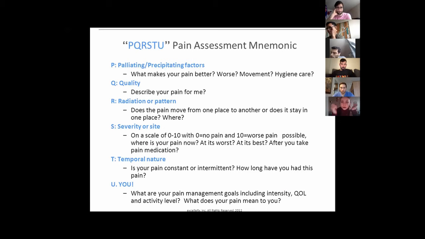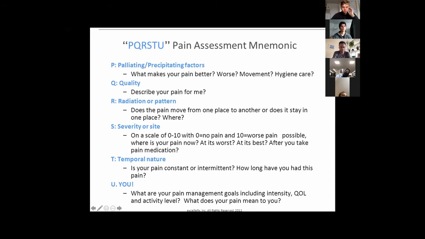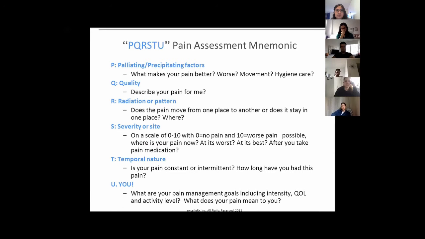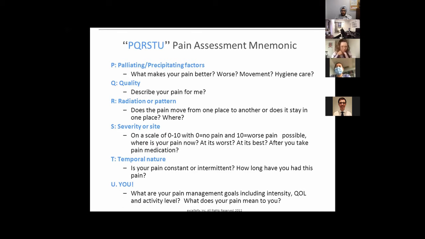So P stands for palliating or precipitating factors. Q stands for quality or the nature of pain. R stands for radiation or pattern or region of pain, the location. S stands for severity or site, as well as associated symptoms. T is the temporality of the pain. Is this pain constant or intermittent? When is the timing? And then U is really a misnomer here.